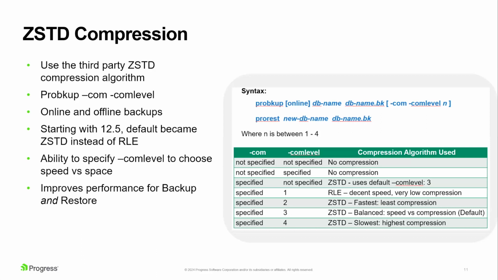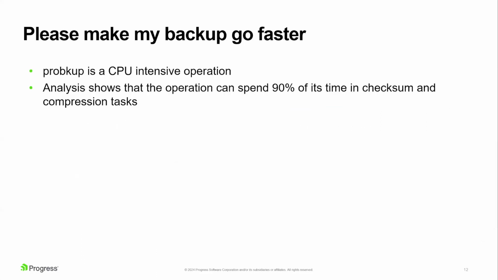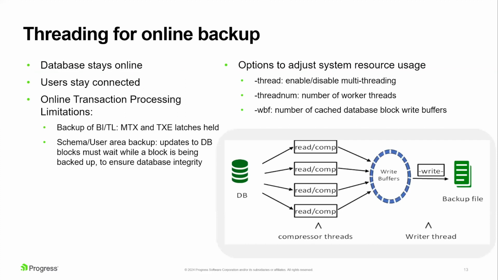Next, we'll look at the issue of what everybody wants. Please make my backup go faster. Backup is a CPU-intensive operation, and our analysis shows that the operation can spend 90% of its time in checksum and compression tasks. So what we've done for this is implement threading as part of the backup operation.